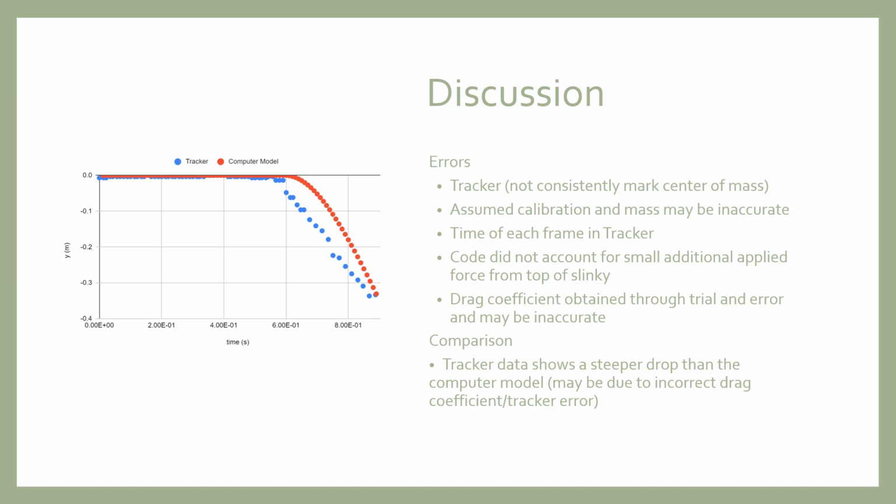An error with my computer model is that the GlowScript code did not account for the small additional applied force from the top of the slinky when it first makes contact with the bottom. And another error may have been an incorrect drag coefficient from obtaining the coefficient through trial and error, and an incorrect mass as it was assumed from the internet.